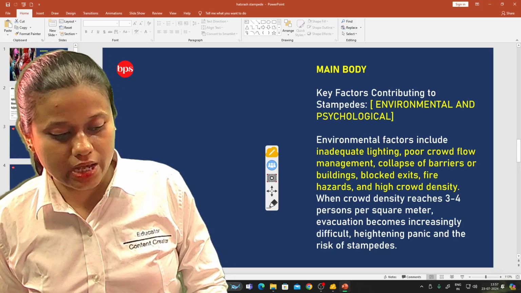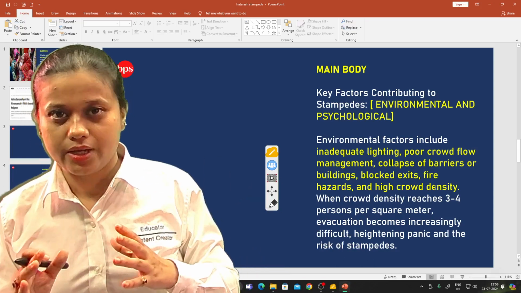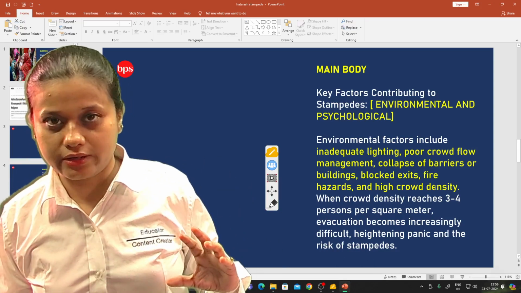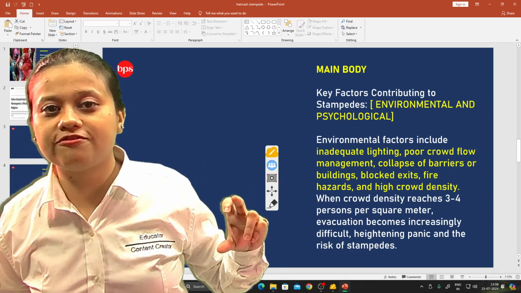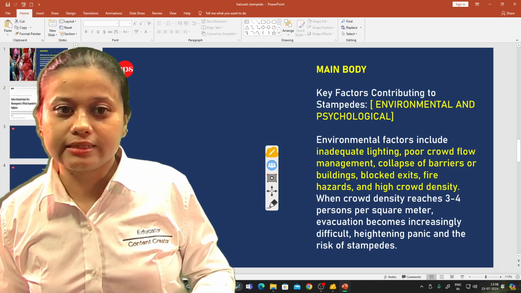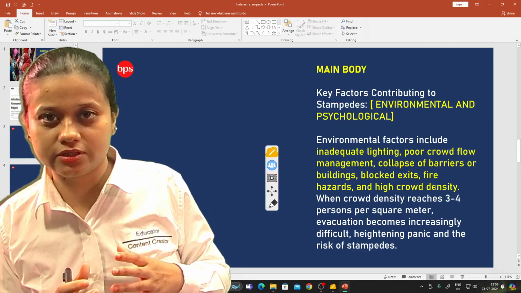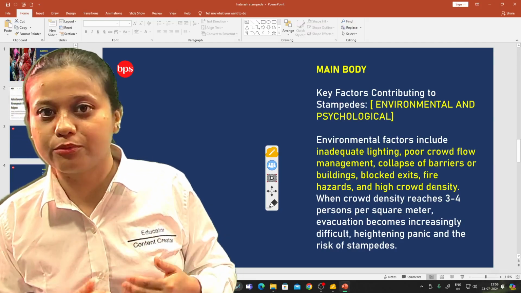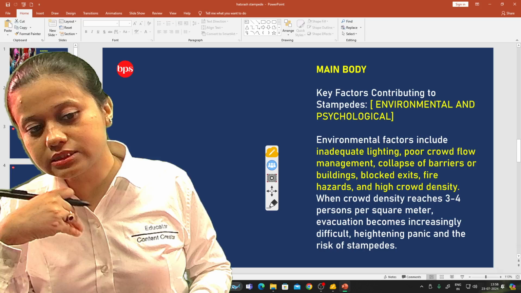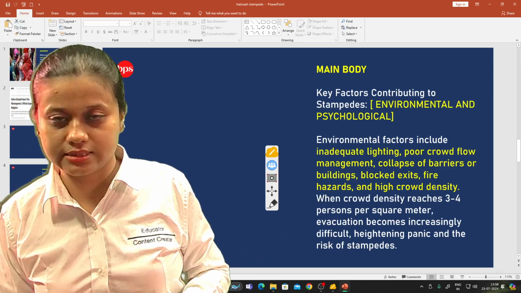Then, collapse of barriers or buildings. Sometimes when a large number of people gather in a particular area, and that area is only fenced or only protected by bamboo fences, then there are high chances that because of the large gathering, the bamboo fence is going to fall down. And once the fences fall down, the rest of the crowd also panics in that situation.